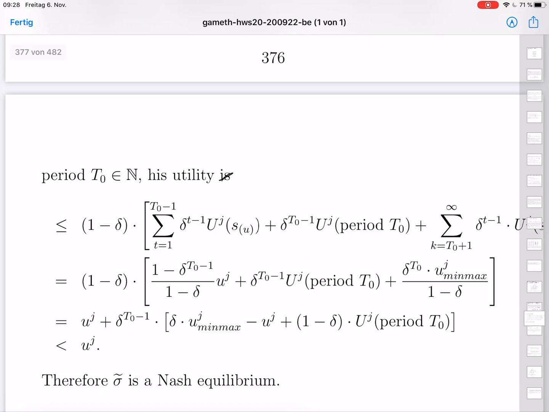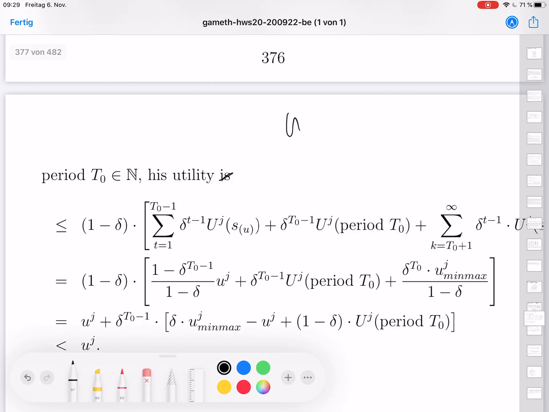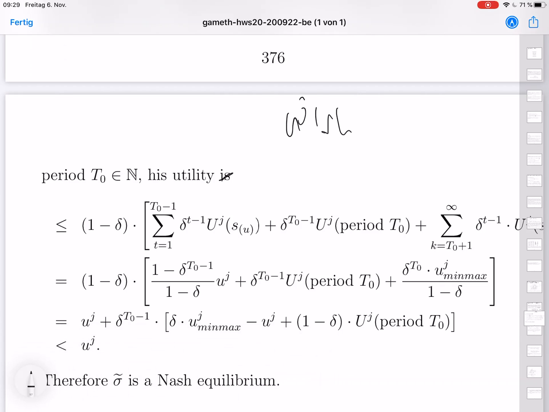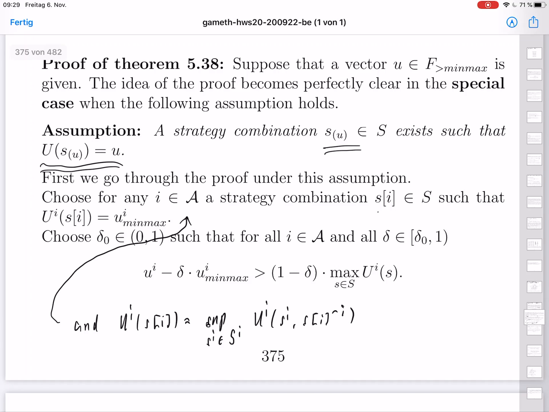But afterwards, in all the periods afterwards, the other players will play their part of the punishing strategy combination. I write it here, U_J of S_J. So they will play their part of the punishing strategy combination as J in square brackets. And the best that player J can do is also to follow this, because it gives him the maximum. That's what I corrected here. I now need this correction which I had written down here. He cannot do anything better than also follow this punishing strategy. And then he gets the min-max value, U_J min-max.